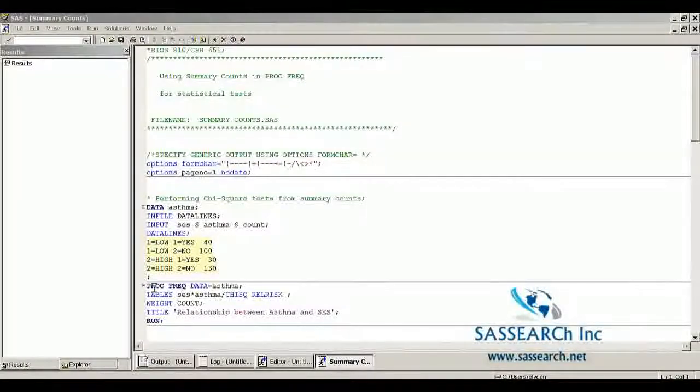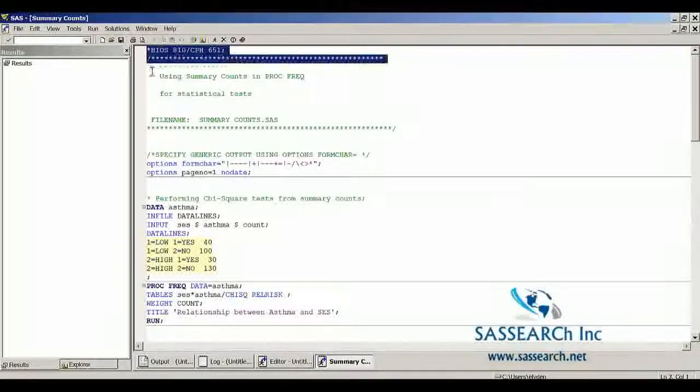Then we can go ahead and do a proc freq of this data, and we're going to have our table statement, SES star asthma, and then we're going to request 2 different statistics. We're going to request the chi-square option, and we're also going to request the option relrisk. And very importantly, we need this weight statement to tell SAS how we are weighting our data. What we're looking at is the relationship between asthma and SES, and we're making use of summary data instead of patient level data. So we're making use of summary counts.